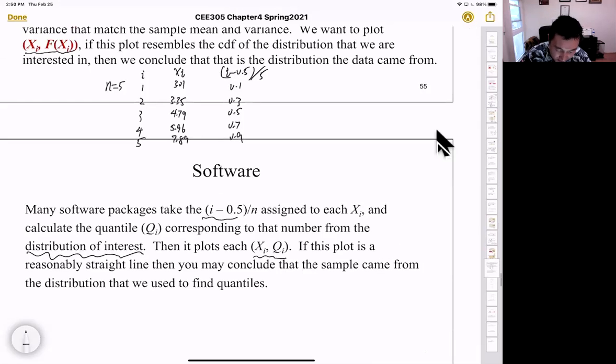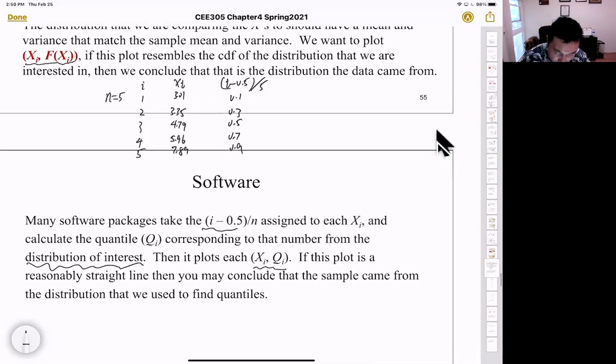For example, from the previous 5 samples, we calculate the mean value. The mean value we calculate from here is 5. And the sample standard deviation we can also calculate. Let's say it's 2. Then we can check if the sample values follow a normal distribution with a mean value of 5 and a variance of 2 squared.